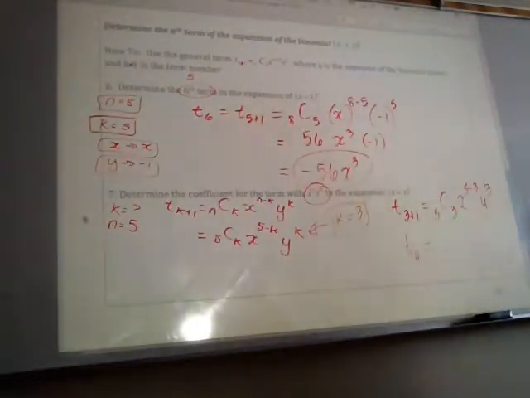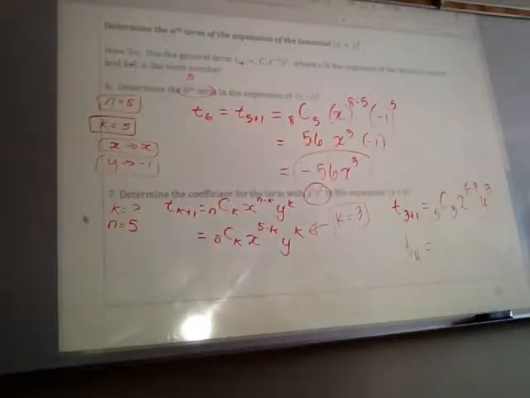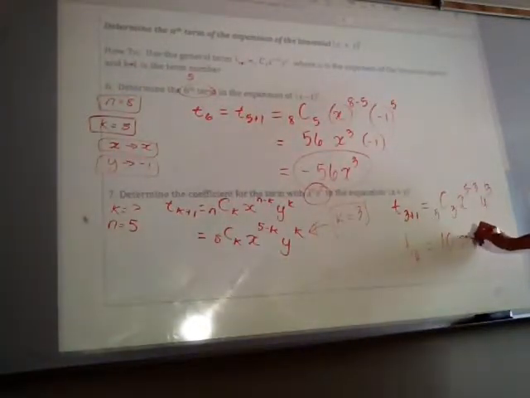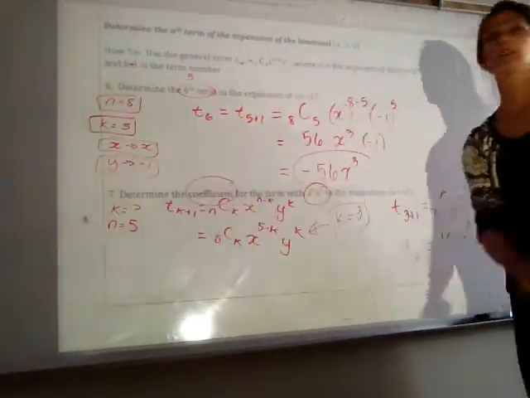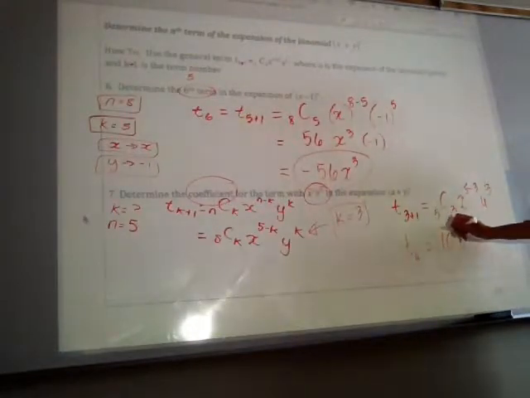Alright, what is 5 choose 3? 10, okay. So I have 10 multiplied by x squared, y cubed, and they're asking for the coefficient. So if this was numerical response, my answer would just be 10.